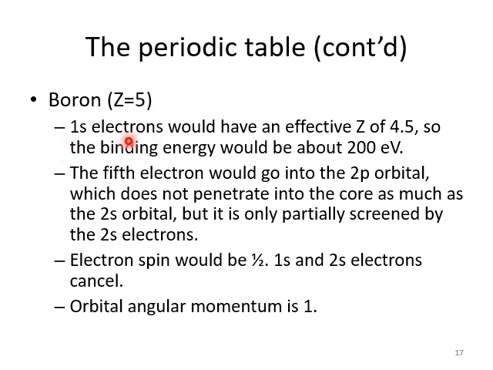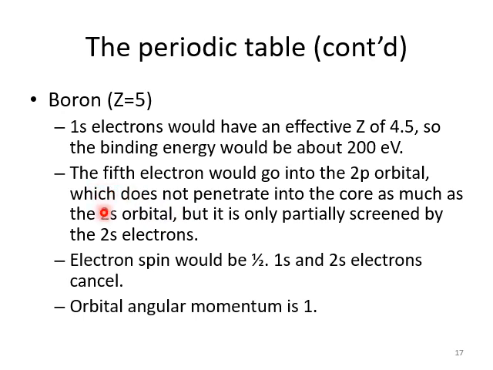The 1s electrons now have an effective Z of about 4.5 or a little bit less. Start with 5, and they screen one another, and then the outer electrons screen a little bit too, so a little less than 4.5, and we guess a binding energy of about 200 electron volts from that. So that would be the characteristic lines, the characteristic absorption.